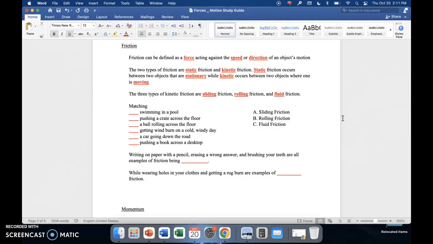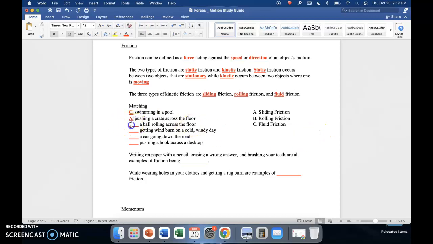Now, down here in the matching, you guys are supposed to figure out what is what. Obviously, if I'm swimming in a pool, that is involving a fluid. So I'm pushing against the water, the water pushes back, third law of motion, but the friction between me and the water is going to slow me down just a little bit. That's why I have to keep swimming. If I push a crate across the floor, it is just simply sliding across the floor. The crate is not going to have the wheels. It'd be rather hard. So again, we have our sliding friction.